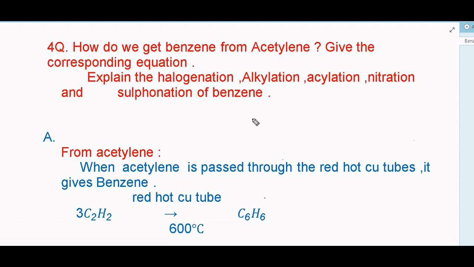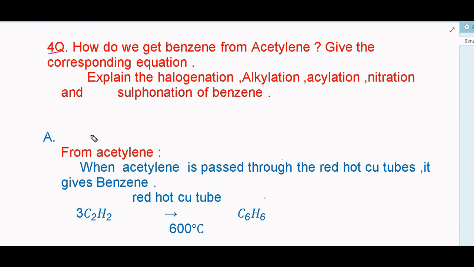Today in this session we are going to learn another LAQ from Organic Chemistry. This is the fourth LAQ from Organic Chemistry. How do we get benzene from acetylene? Give the corresponding equation. Explain the halogenation, alkylation, acylation, nitration and sulfonation of benzene.